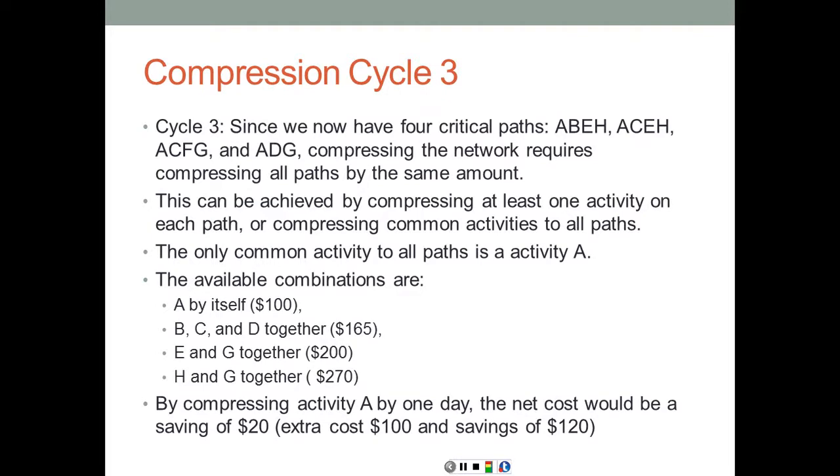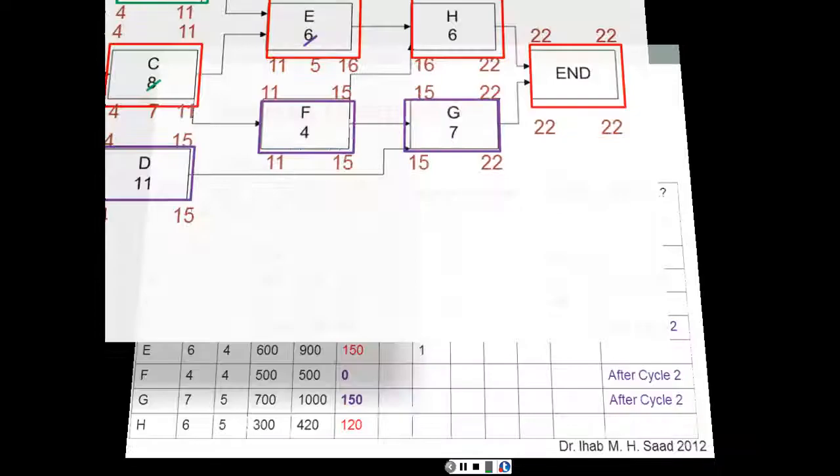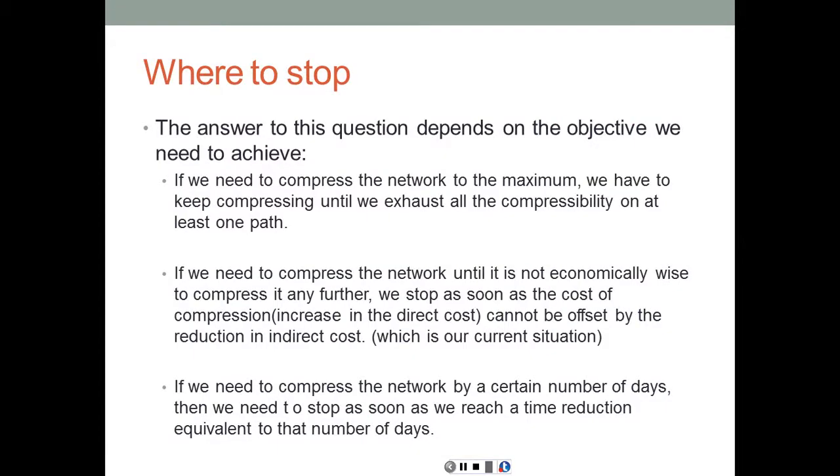If the question is compress the network to the maximum, regardless of the cost, if the network still has any compressibility, we should keep going until we are done. All the activities cannot be compressed any further. This network still has some compressibility, so we can still keep going. So again, this basically says what I just said. If we need to compress the network to the maximum, we have to keep compressing until we exhaust all the compressibility on at least one path.